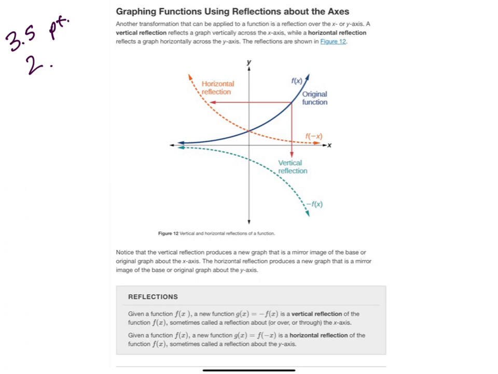One reflection is a vertical reflection. If you're looking at this picture up here, the original function is going to be the blue one. That's f of x. The teal one, located here, is the vertical reflection. It's what happens if you fold that blue function over the x-axis. Okay? How do we get there? How do we get that reflection? Typically, we multiply f of x by a negative number.